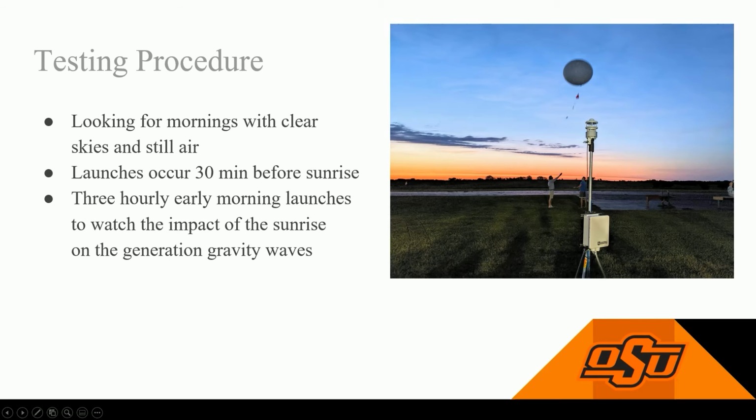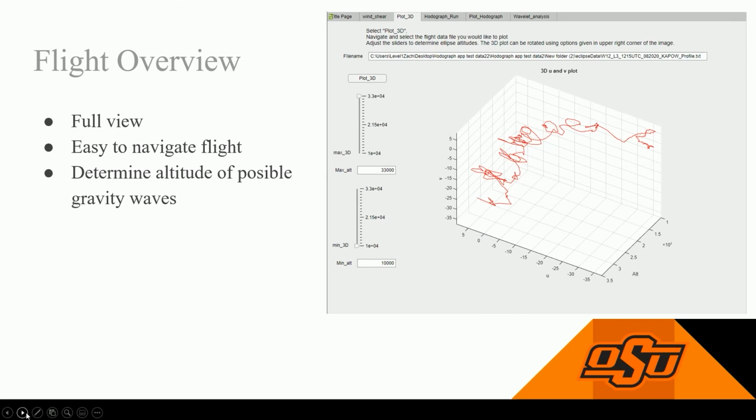So to gather our gravity wave data, we did weather balloon launches on mornings with clear skies and still winds. We did 3 launches, one an hour before sunrise to get good baseline data, one during sunrise, and one right after sunrise. Now, the first thing we did once we got that data back in the lab is we put it into some software we developed.